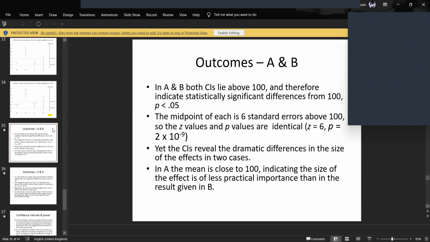So in treatments A and B, both confidence intervals lie above 100, which means they're both statistically significant. The midpoint is also above 100, right? So the midpoint of each is 6 standard errors above 100. So the Z values and the P values are identical.